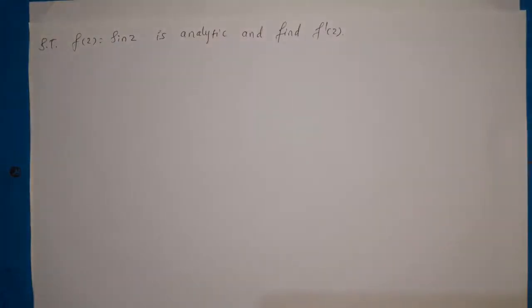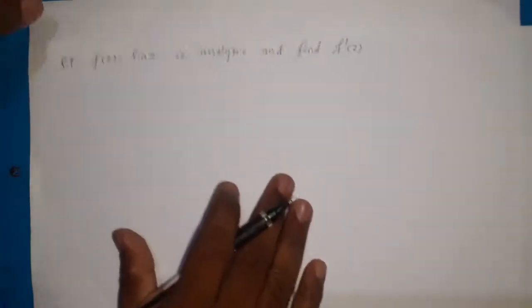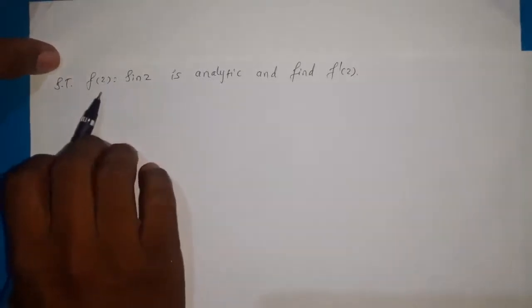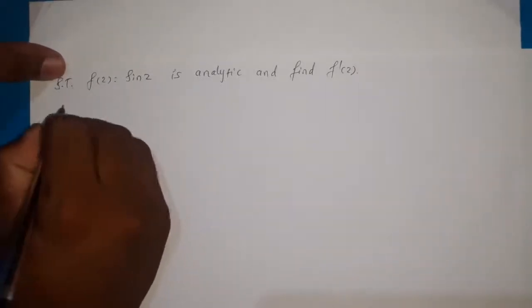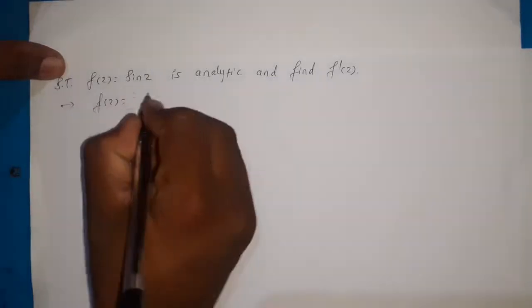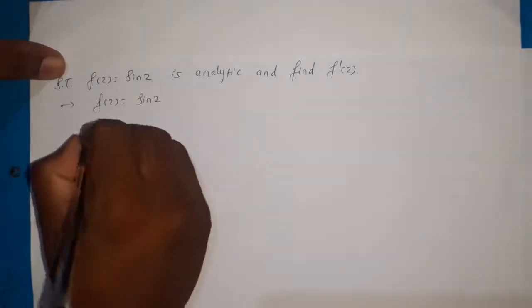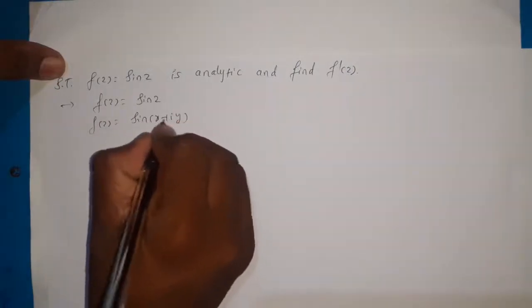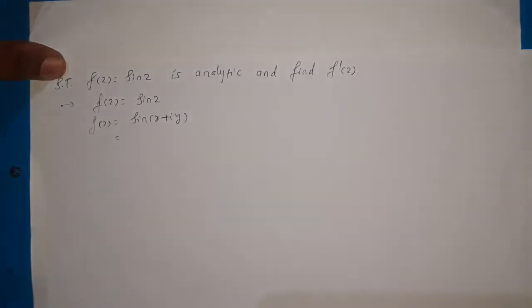The next example is, show that f of z equal to sin z is analytic and find f dash of z. So, it is also similar to the previous example, only the function is different. First express this f of z equal to sin z as f of z equal to u plus iv. Now, f of z equal to sin of x plus iy, because z equal to x plus iy.